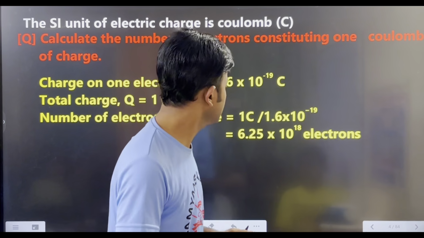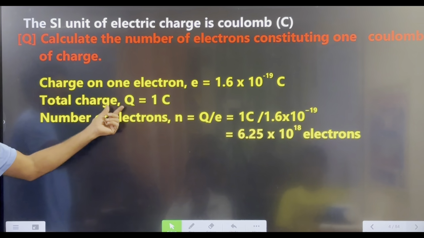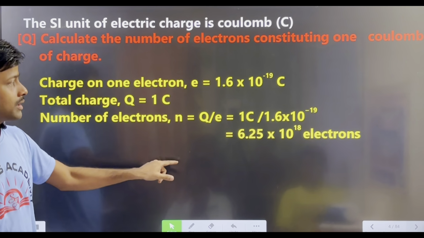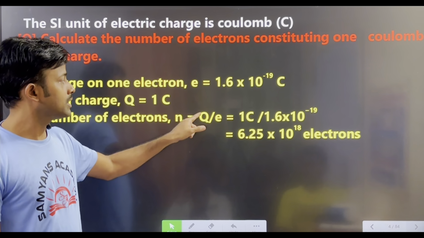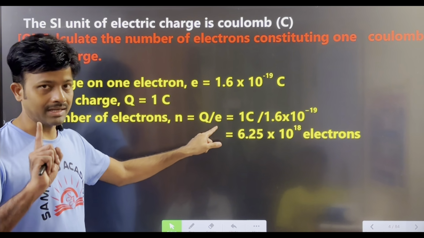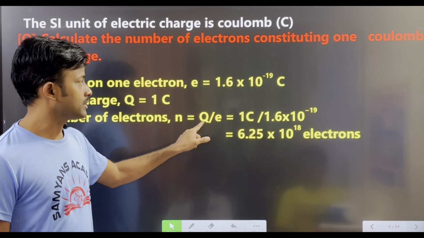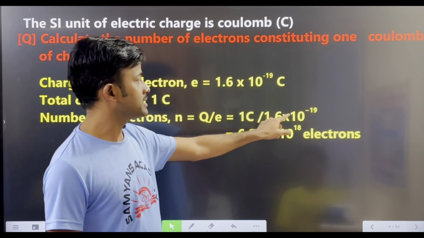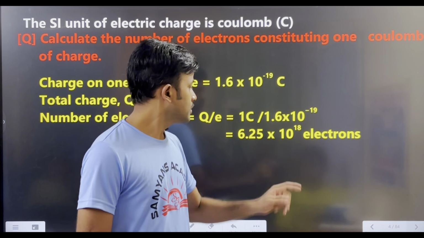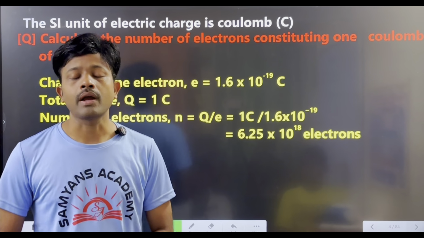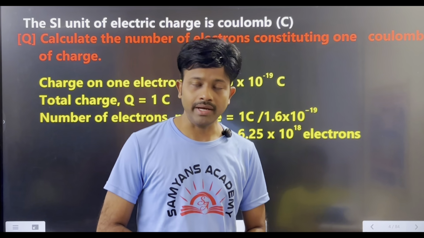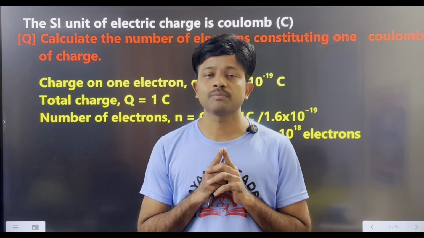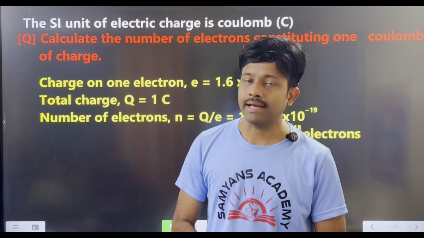Then how do you calculate this? Total charge Q equals 1 coulomb, and for the number of electrons we can use this formula: number of electrons equals total charge divided by charge of each electron. So here, 1 coulomb divided by 1.6 into 10 to the power of minus 19. This will give you 6.25 into 10 to the power of 18 electrons. So 1 coulomb of charge consists of 6.25 into 10 to the power of 18 electrons.